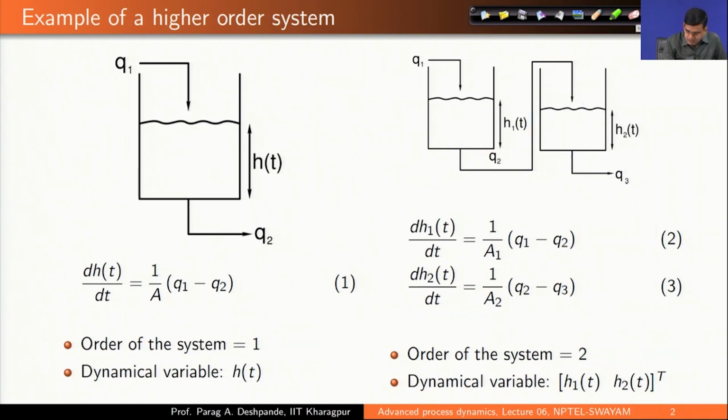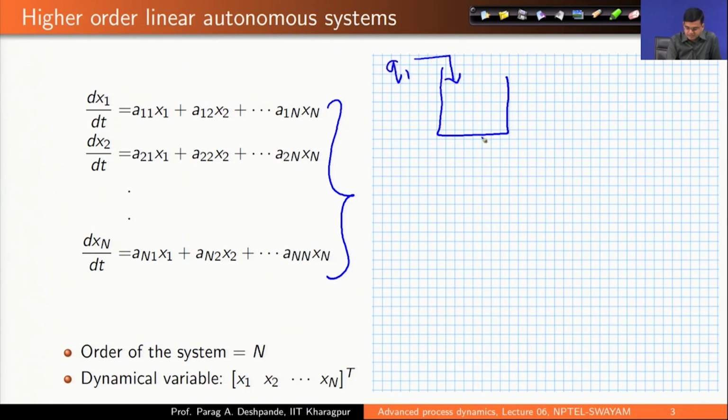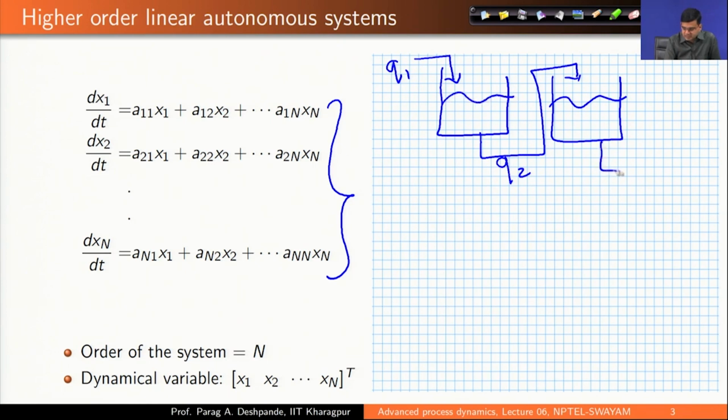So, now we can write a general nth order equation or nth order dynamical system by simultaneous equations which are given here. Now, what is the genesis of these equations? Let us consider the previous case where you have the input q 1, output q 2 goes as the input to the second tank, and you get the output q 3. So, this is h 1 and this is h 2.